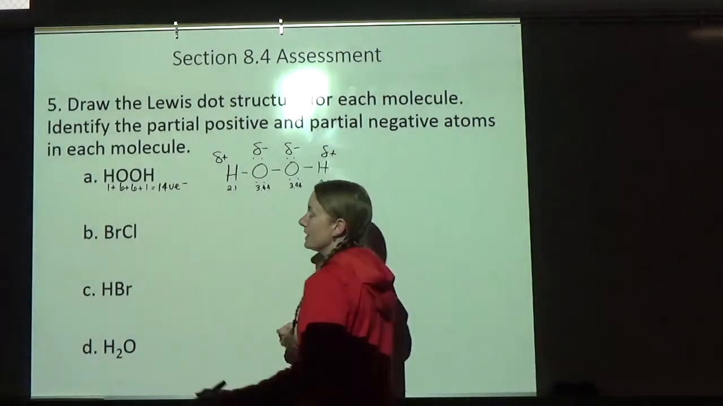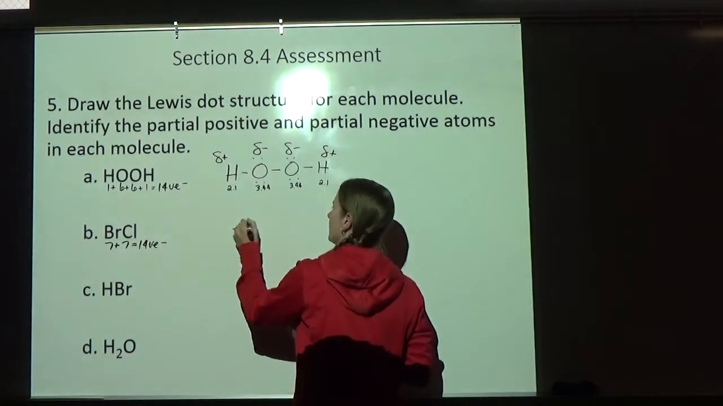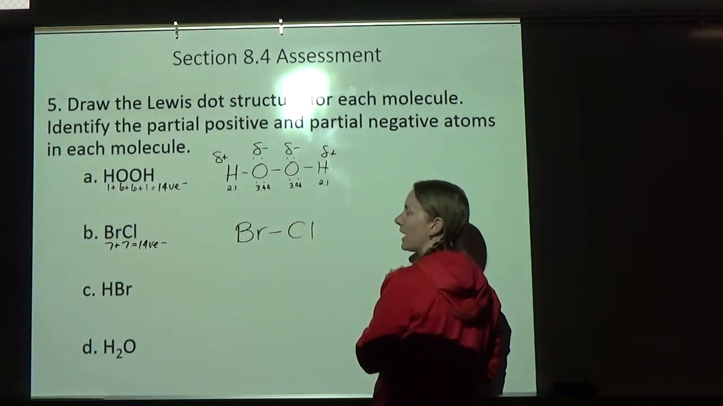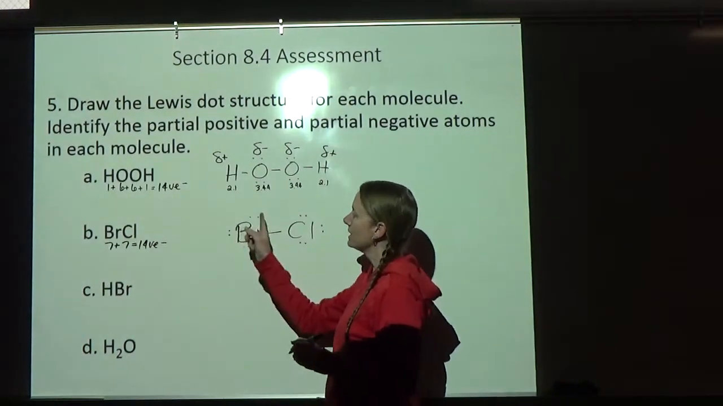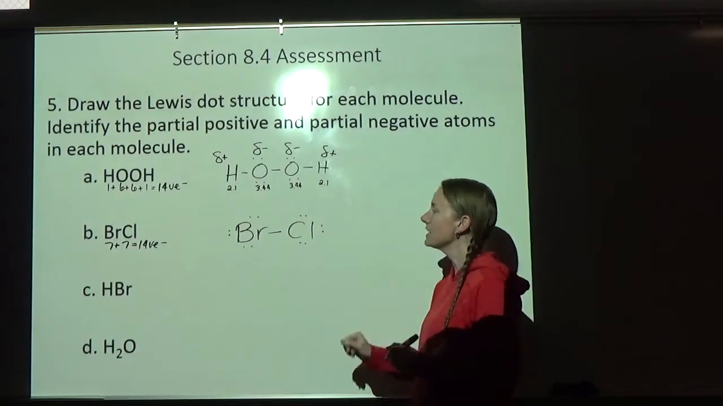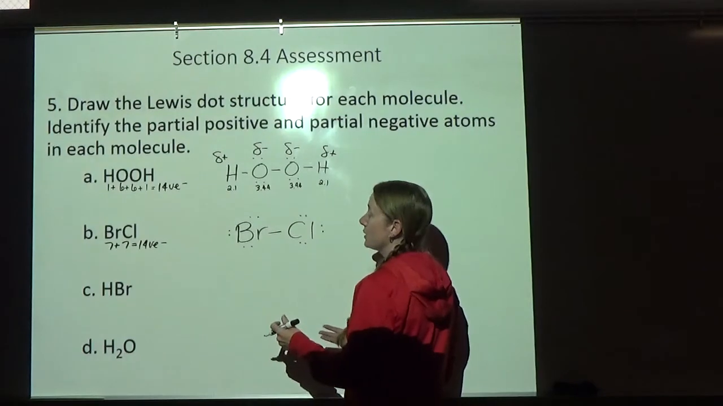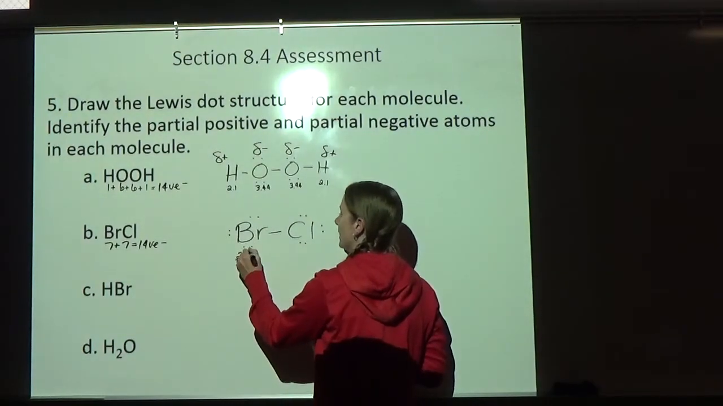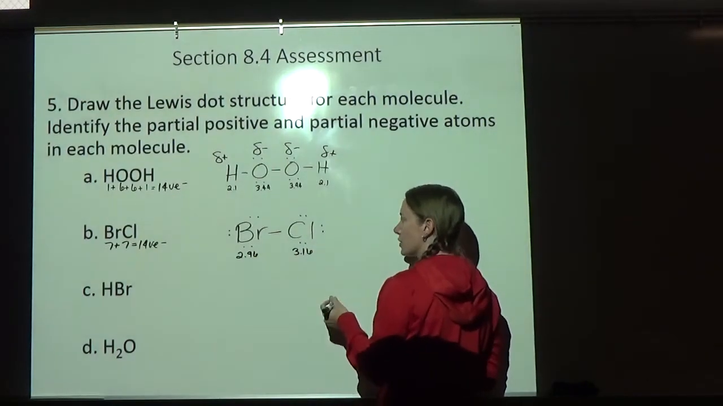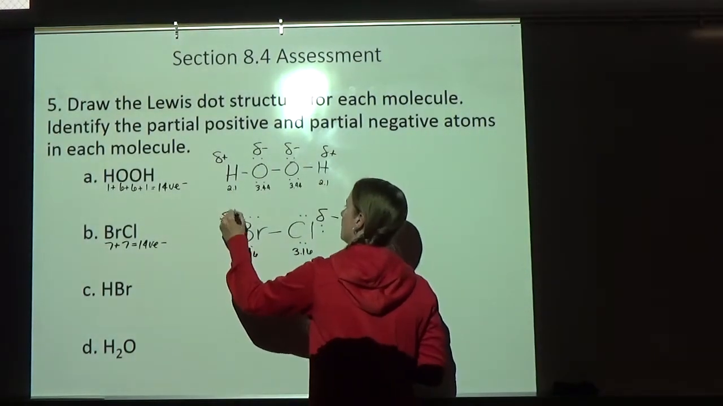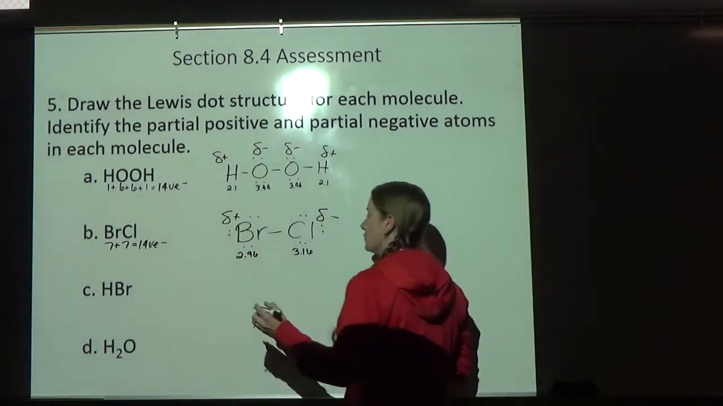All right, so next we have BrCl. So Br has 7, Cl has 7, for a total of 14 valence electrons. So since it's just 2 atoms, this is my only option for bonding. I make everybody stable. I'm allowed 14: 2, 4, 6, 8, 10, 12, 14. Now I'll look at my electronegativity chart. So Br is 2.96, Cl is 3.16. So since Cl has the larger electronegativity, it is the partial negative atom.